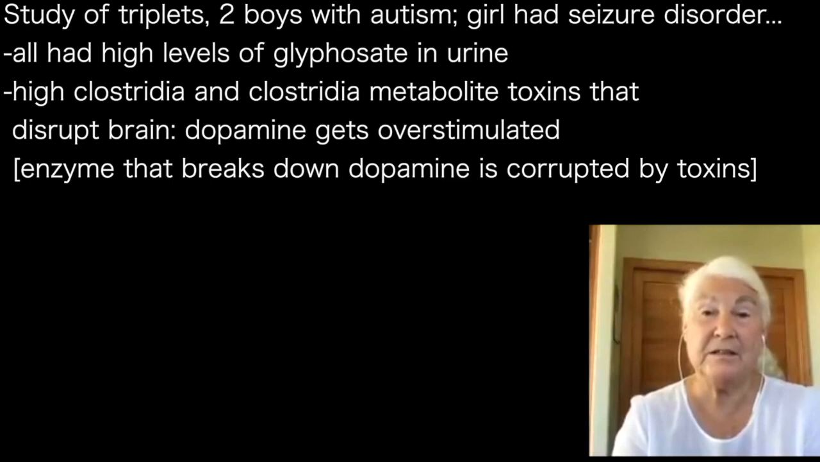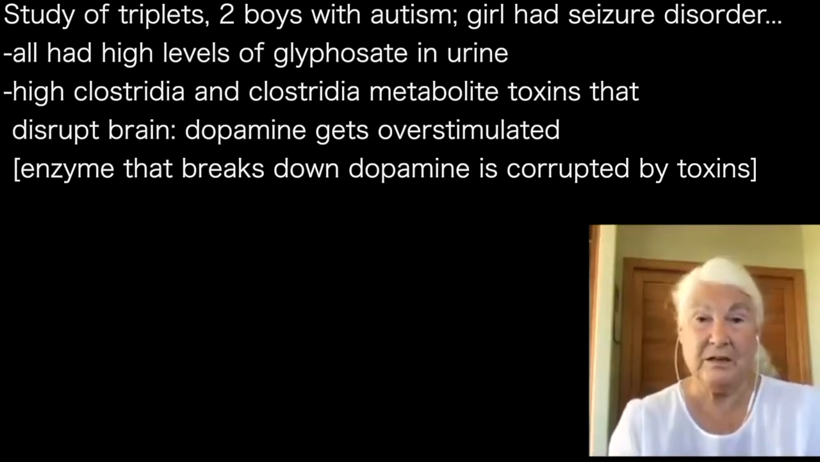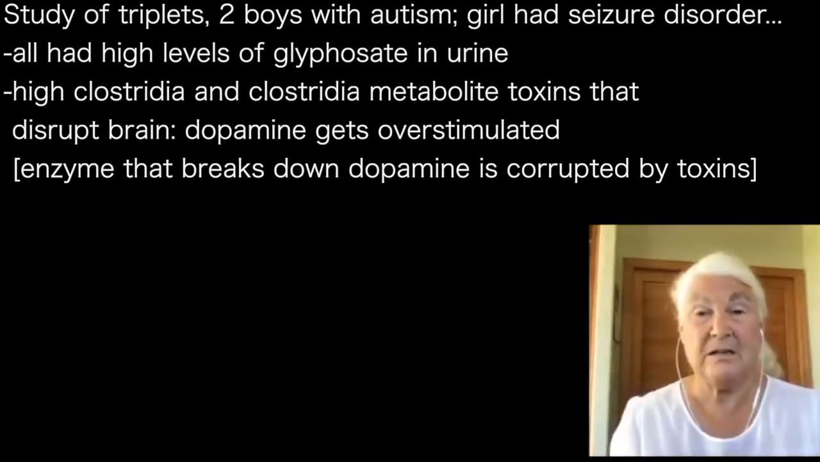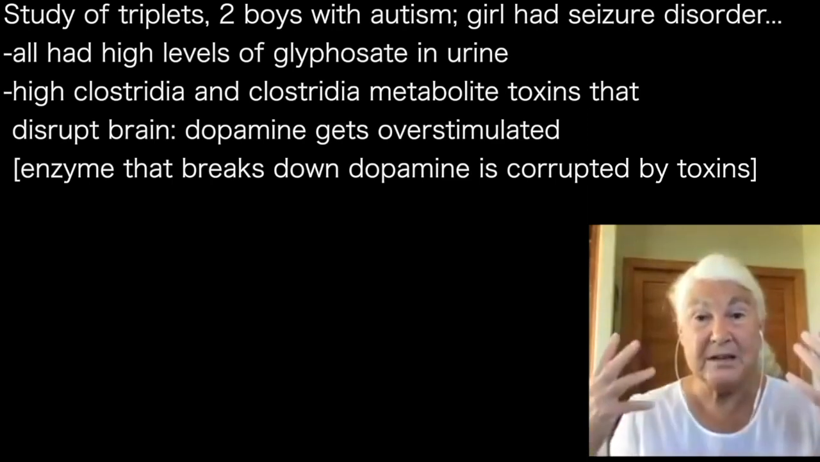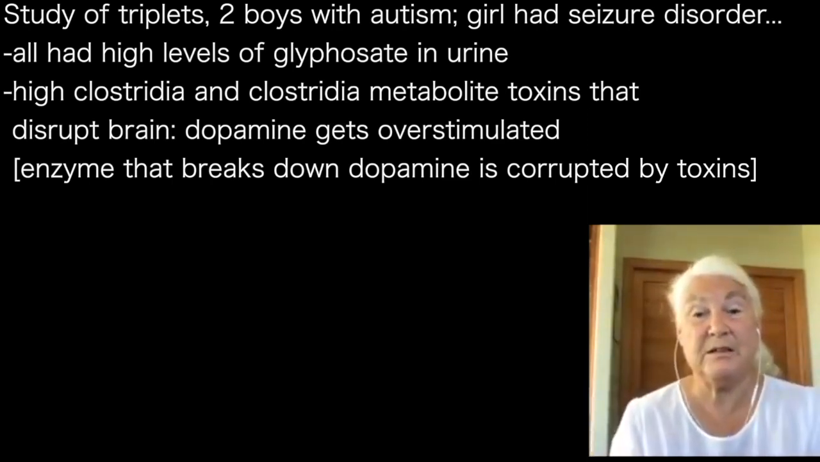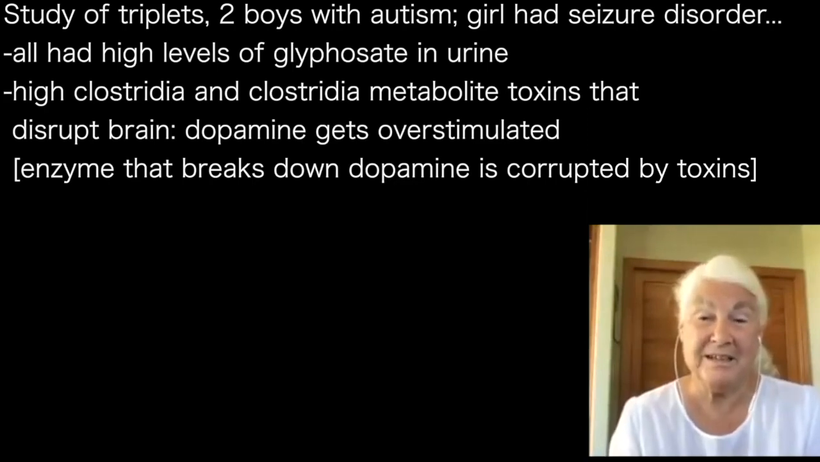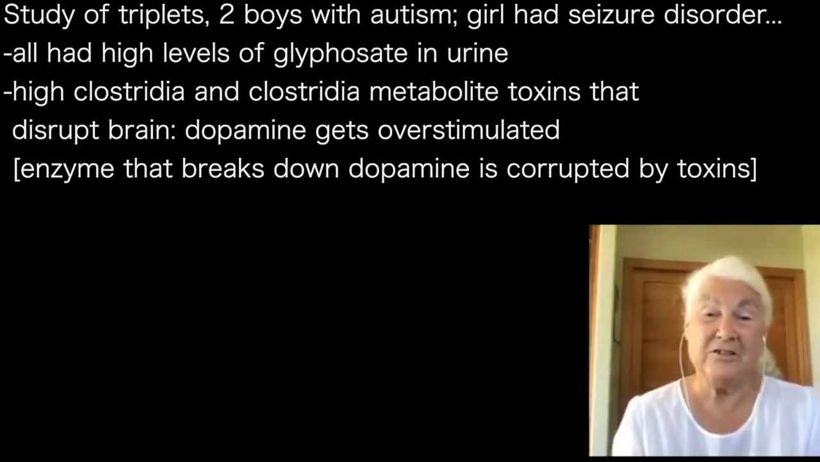They've been shown that these Clostridia produce these metabolites that are toxins that end up disrupting the brain. They actually get into the brain and disrupt the brain and cause the autistic symptoms. So that's quite striking. It has to do with dopamine getting overstimulated, because the enzyme that breaks down the dopamine is busted by the toxins that are produced by the Clostridia. So there's all these complicated things that happen in biology.